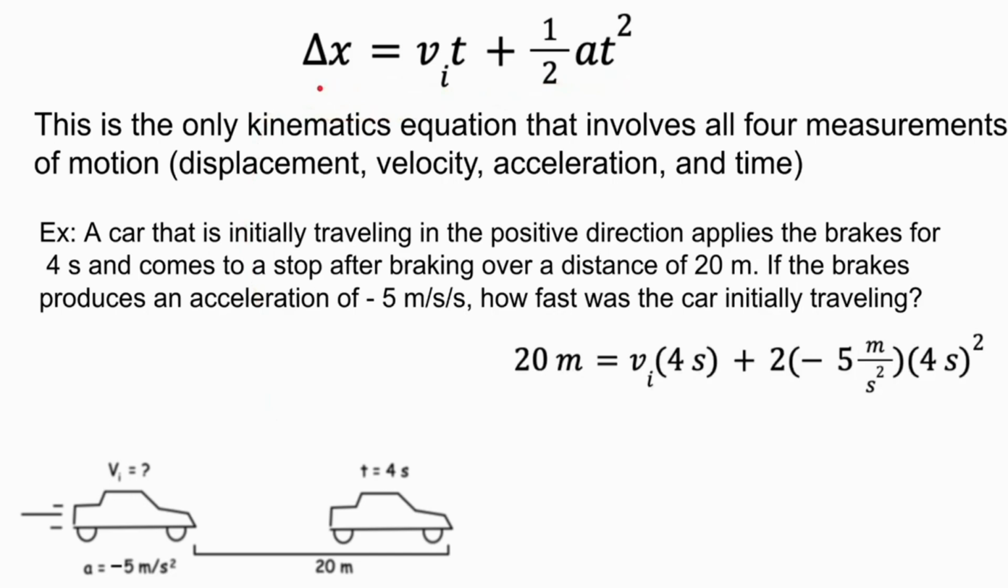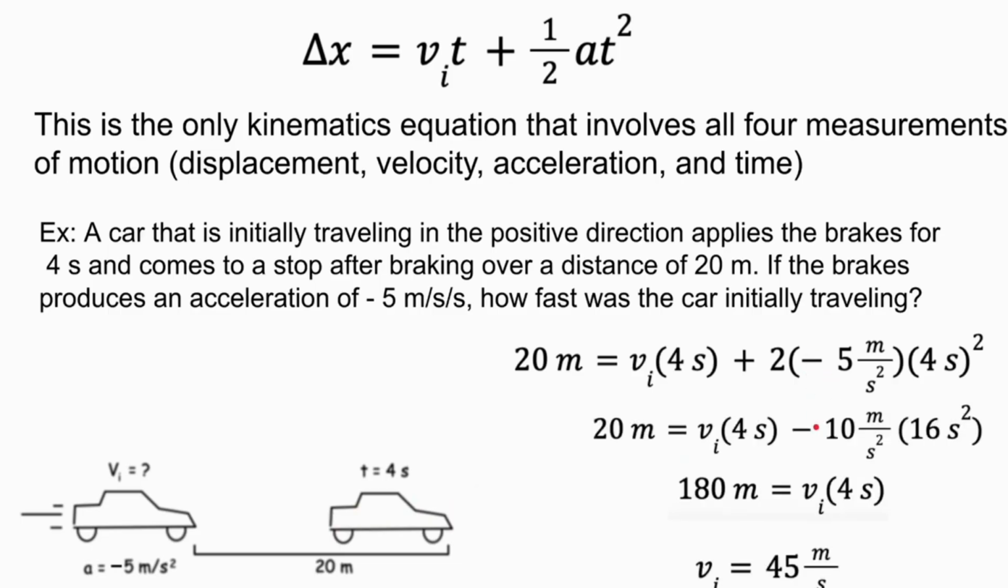Now, I've got to be careful with my positive and negatives. If it's traveling to the right, I'm going to call it the positive direction and make it a displacement +20. The time is 4 seconds. I have to put it in both places, and in this case, I have to square it. And since it's slowing down as it moves in the positive direction, that makes it a negative acceleration. So I'm going to put a negative here. And then when I solve for it, I'll come up with 45 meters per second was its initial velocity.